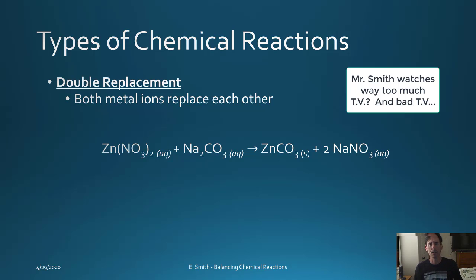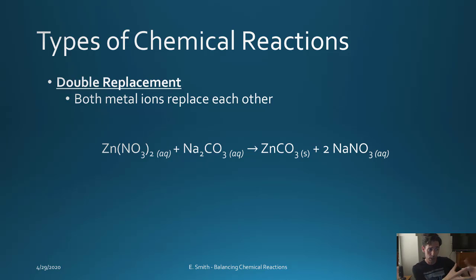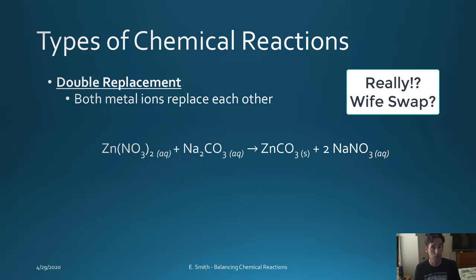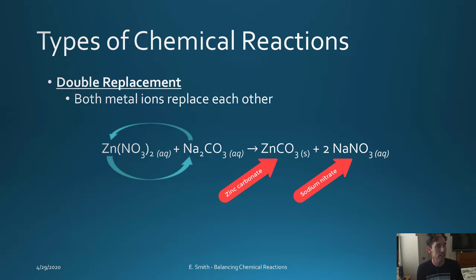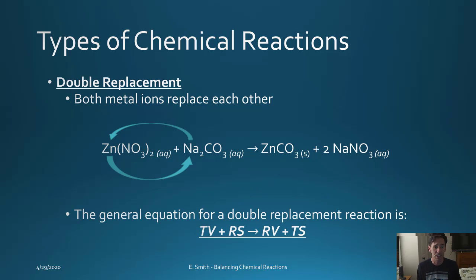Wife Swap is a really bad show that came on at ABC a number of years ago, in which literally the wife of one family is replaced with the wife of another family, and they see how they interact for a week. And of course, they're polar opposites. So it's the same concept in the sense that right here we've got the zinc that is going to be replacing the sodium. And what ends up happening is we end up forming zinc carbonate, and we end up forming sodium nitrate here. And again, you'll notice that I've balanced the equation. Okay, so the general reaction here is that TV plus RS yields RV plus TS.